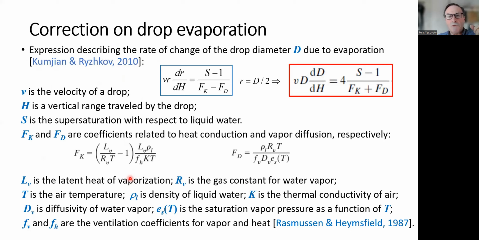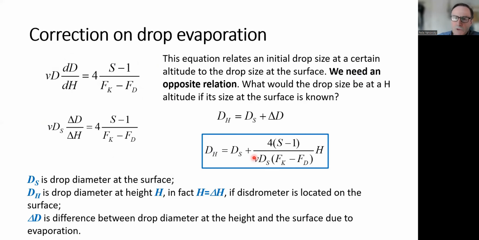So this correction on drop evaporation is done based on results published by Kumjan and Rishkov, and they estimated how it will be evaporated, but we need the inverse problem. So we need to estimate the diameter of raindrops in the height by the result of measurements of drop diameter on the ground level. And for this, we use the coefficients which can be calculated based on the data of radiometer and weather station for pressure, temperature, humidity, and so on.